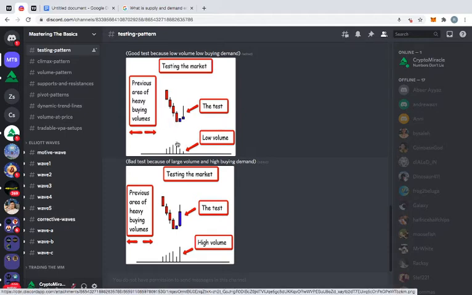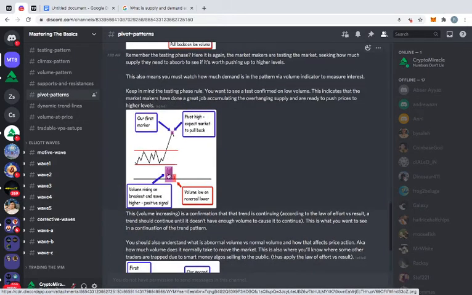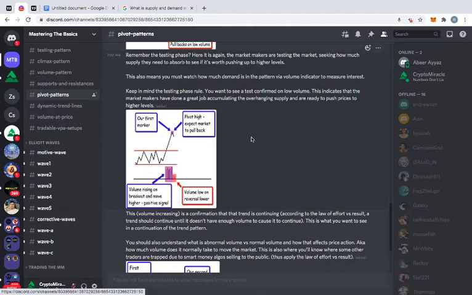Low volume came up. This is a good test. It's a bad test if there's a lot of demand. Let's go back here, pivot. You want to see low sells because you don't want to see a lot of people selling. This would increase the risks of the market makers, because the market makers are the ones supporting this, right? If there's a bunch of sellers, they're like, oh no, that just increased our risk 100%. We have to sell this, we have to take it. So keep in mind the testing phase rule: you want to see a test confirmed on low volume.